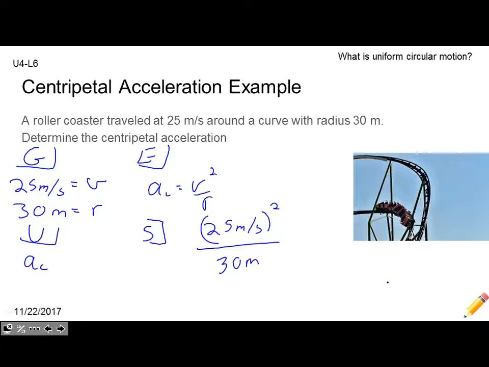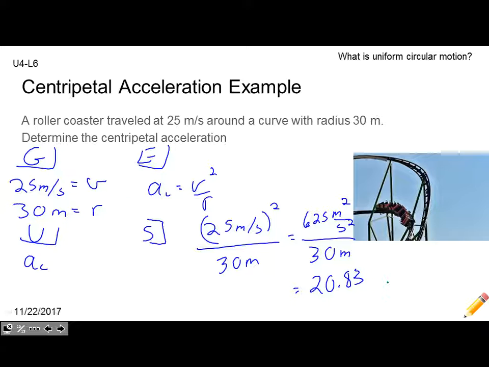I have a question. Yes. With the unit meters per second, would it be meters per second squared after you square it? You would square everything, so meters squared over seconds squared. Exactly. So 25 times 25 is 625, and yes, it would be meters squared over seconds squared, over 30, and I would divide it by 30 meters, which is 20.83.